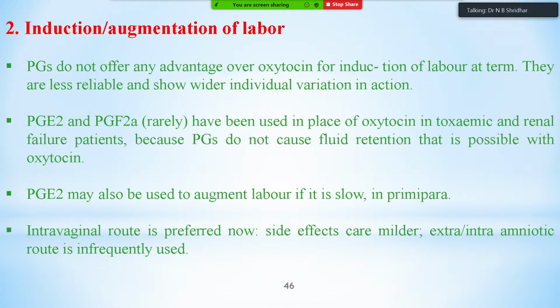And especially in case of cattle and other animals, the prostaglandins are also used to augment the labor, and PGs do not offer any advantage over oxytocin for induction of the labor at all. That means the administration of oxytocin is enough for the induction of the labor at term when the term is over, and they are less reliable and show wider individualization of the action. And PGE2 and PGF2 alpha have been used in place of oxytocin in toxemic and renal failure patients especially, and do not cause fluid retention that is possible with the oxytocin.